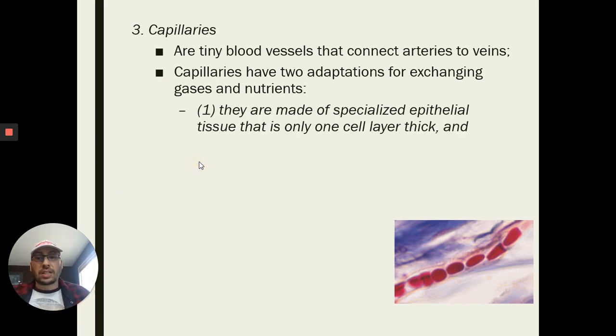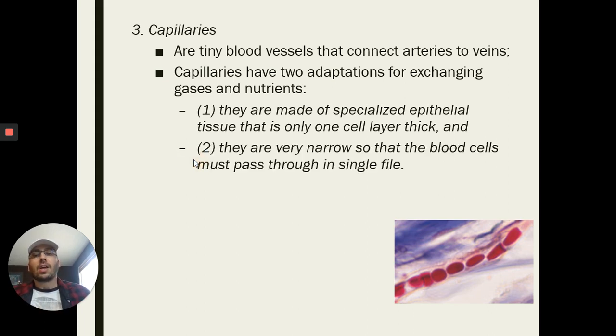Okay, the first adaptation is they have a very thin epithelial tissue, and this tissue is so thin it's only one cell layer thick. We've heard about this already. Remember from the alveoli that are in the lungs, as well as the villi that are in our small intestine. They also have an epithelial tissue that is only one cell layer thick. And both of those things are covered with tiny capillaries. Okay, so they are very thin, only one cell layer thick, and they're also very narrow. Only one cell can go through at a time. You can't have 10, 20, 30 blood cells passing through a capillary at one time.